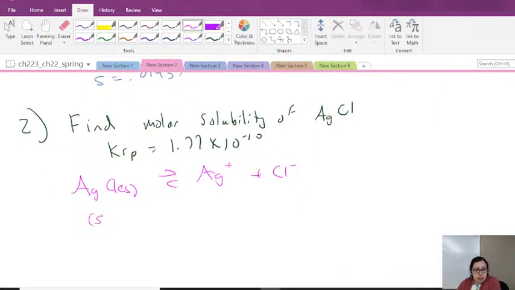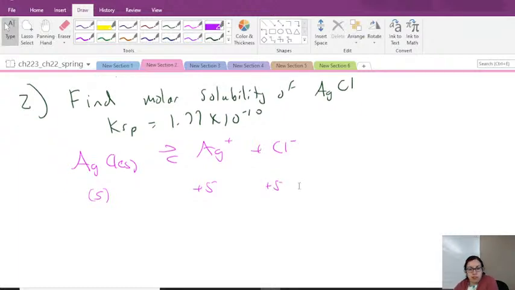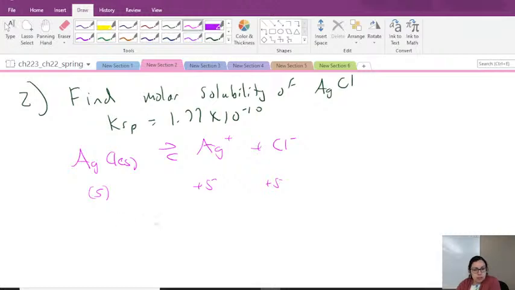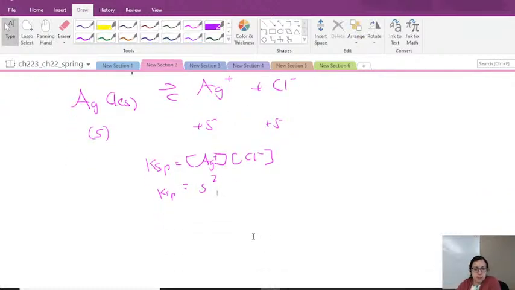So you ended up with something, so plus S, and they were all 1-to-1 ratio. So then we ended up having Ksp is equal to silver times our chloride concentration. And then I guess you got Ksp equals S squared. Perfect. So what did you get for S then?